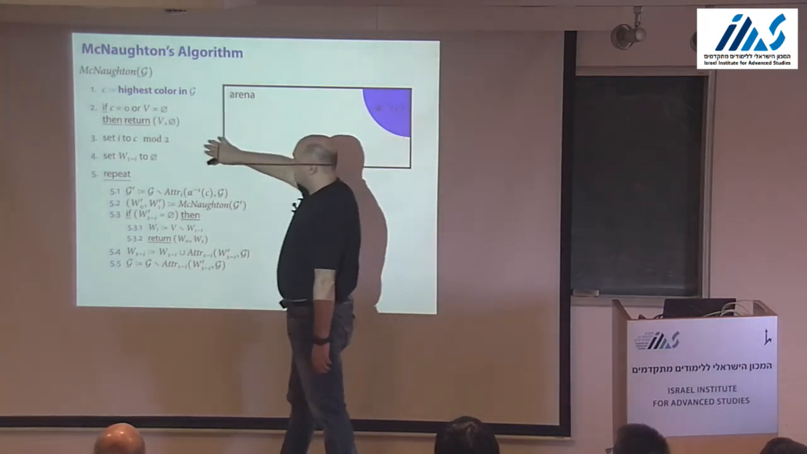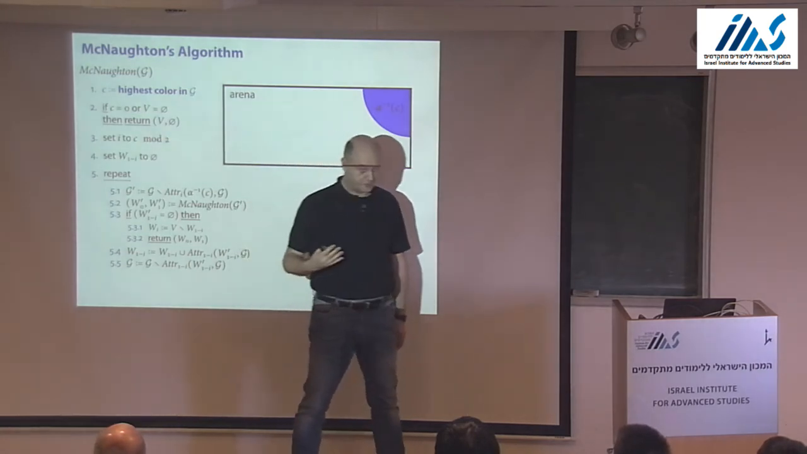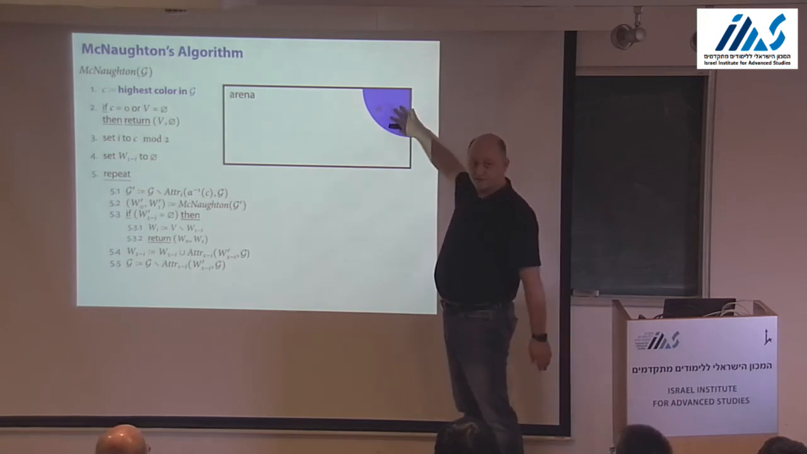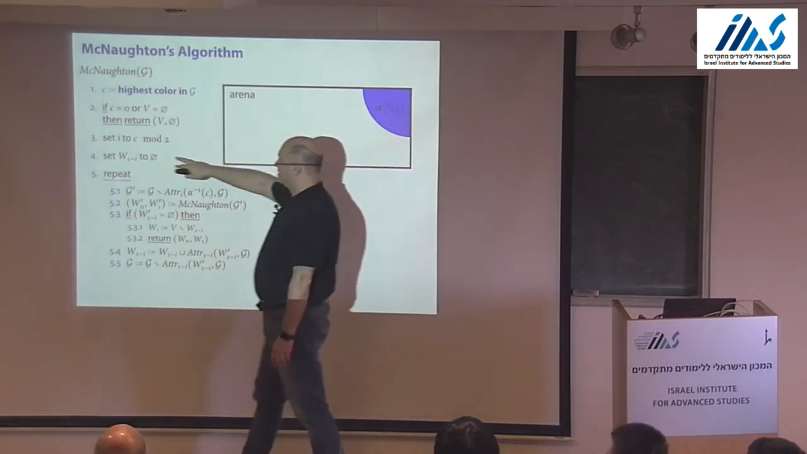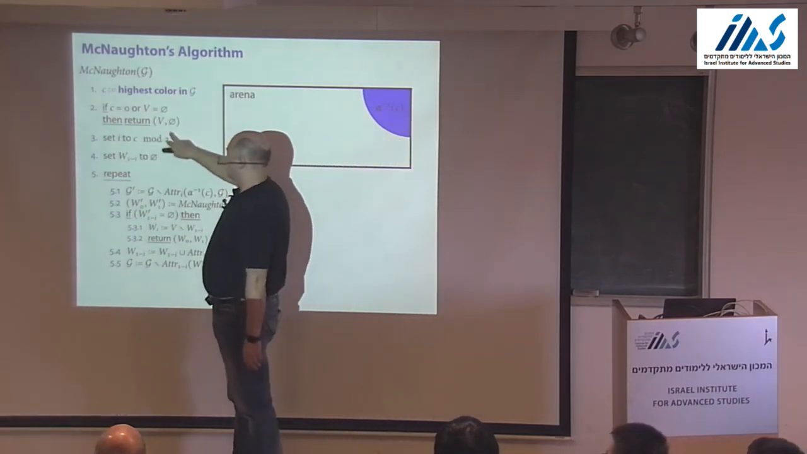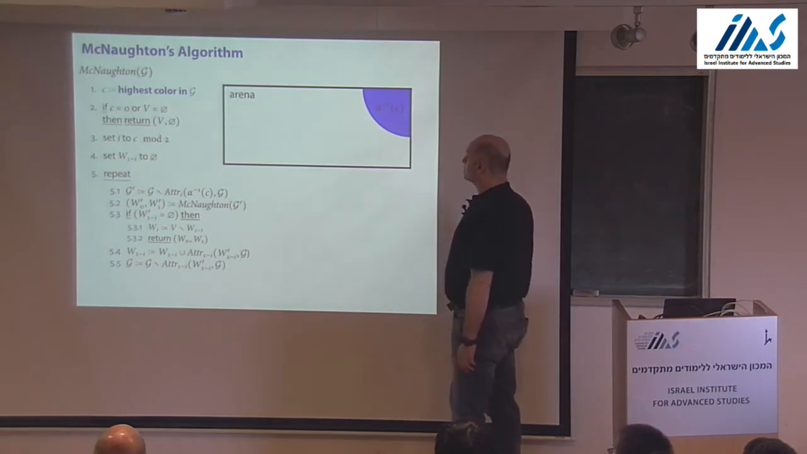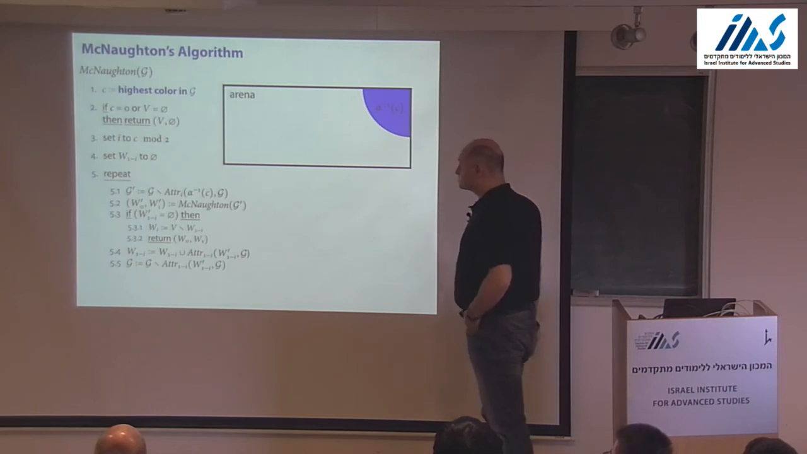Otherwise, we identify who the player is that would benefit from infinitely many visits to the highest color. So depending on whether this is even or odd, this is player 0 or player 1. Right? So we set I to C modulo 2, so to the number of the player who would win if we would visit these states infinitely often.